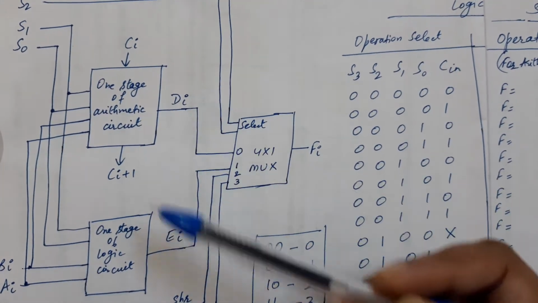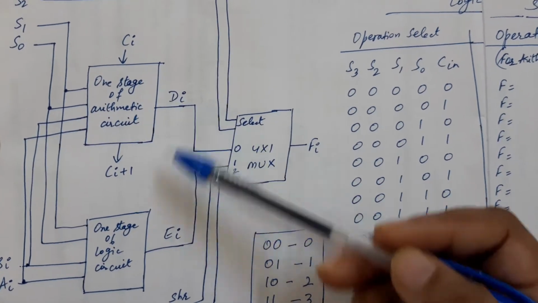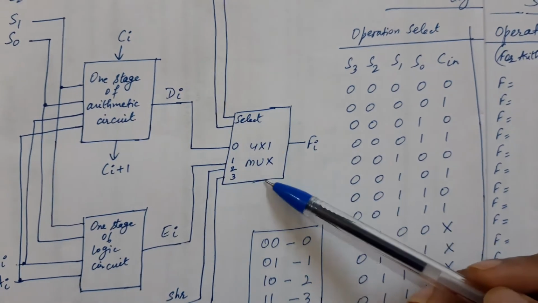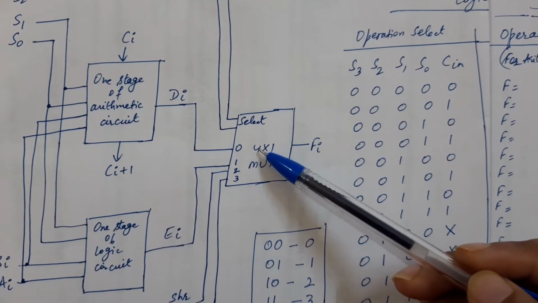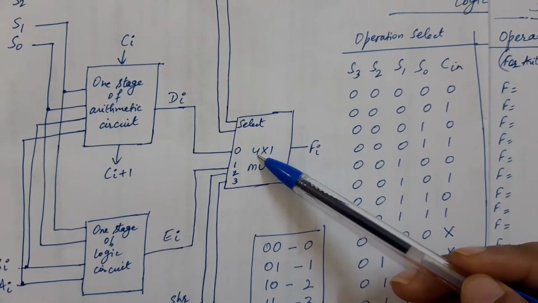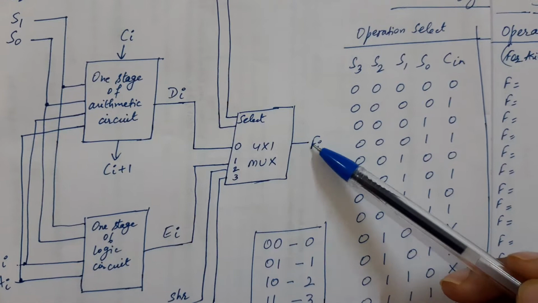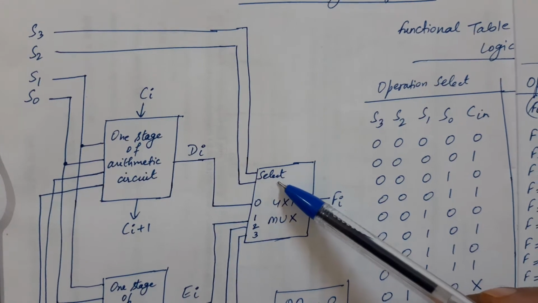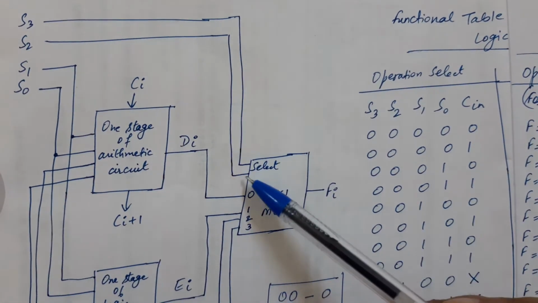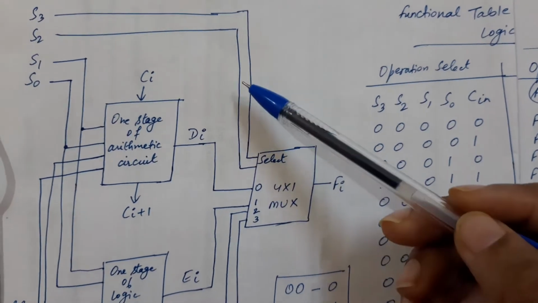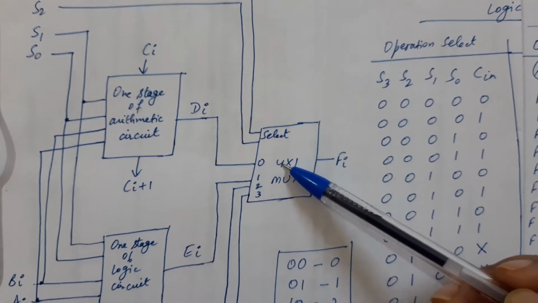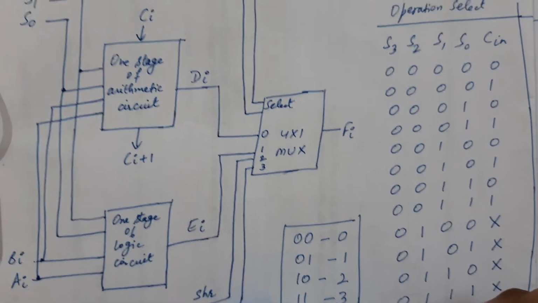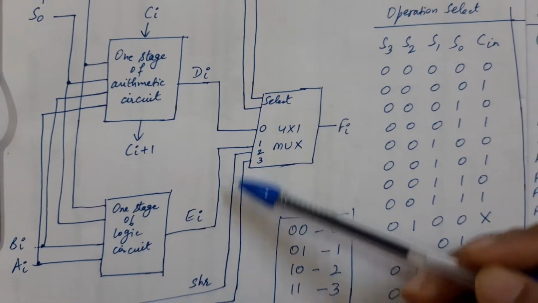If the carry comes, it will be cascaded to the next stage of the arithmetic circuit. Then here come DI and EI, which are the outputs from the arithmetic circuit and the logic circuit, and they become input to the multiplexer. Here the multiplexer is 4 into 1. That means it takes 4 inputs and gives you one output, which is indicated by Fi. Here S2 and S3 are the selection lines going to this multiplexer, and these selection lines will select whether the arithmetic operation, the logical operation or the shift operation will be performed. So this is about the diagram.